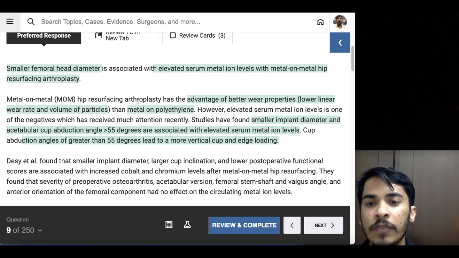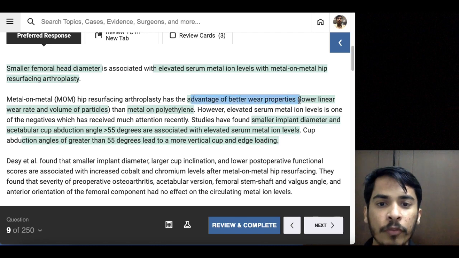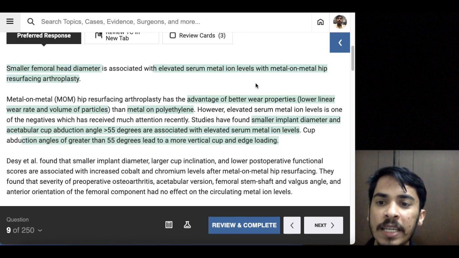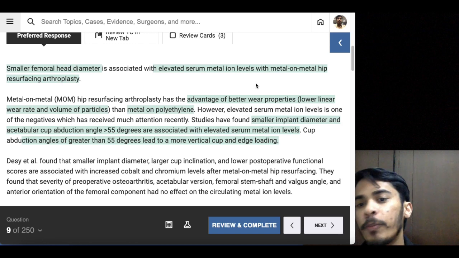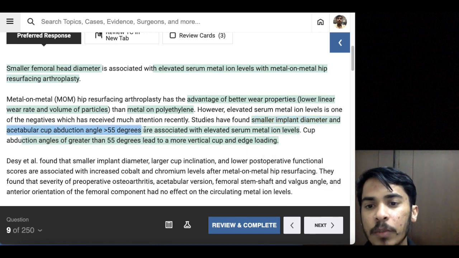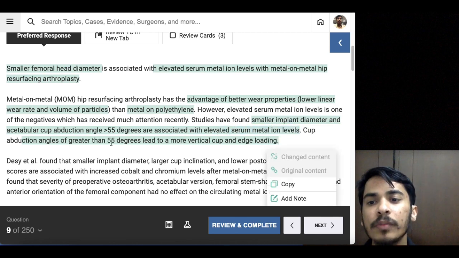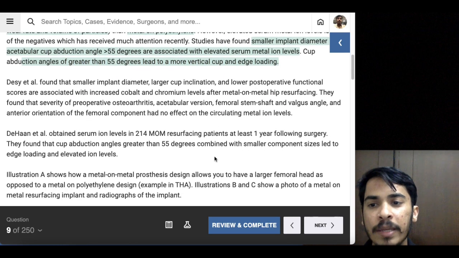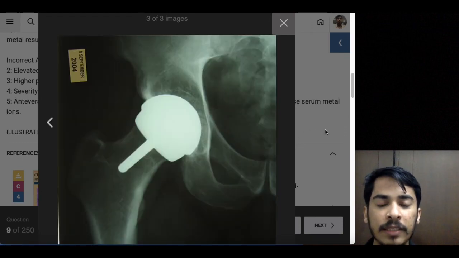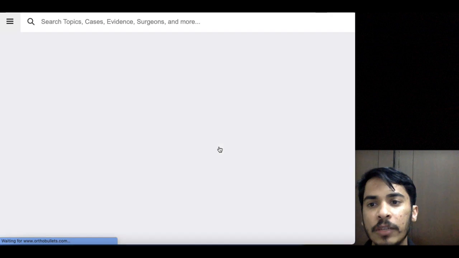Metal-on-metal resurfacing arthroplasty has the advantage of better wear properties. It has both a lower linear wear rate and a lower volume of particles than metal-on-polyethylene. However, we have to understand that smaller implant diameter and acetabular cup abduction angle more than 55 degrees are associated with elevated serum metal ions. Greater than 55 degrees of abduction will lead to edge loading and increased metal ion particles. This is an image of metal-on-metal resurfacing arthroplasty.